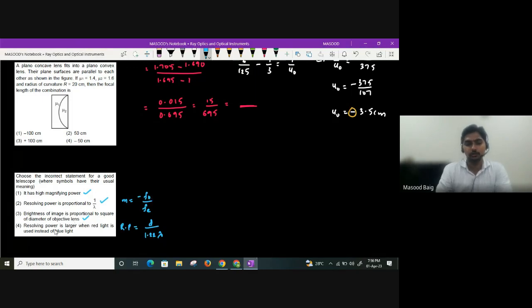It is correct. Now, resolving power is larger when red light is used instead of blue light, it seems. Resolving power is inversely proportional to wavelength, as you can see. So the more the wavelength, the less will be the resolving power. Red light will have more wavelength, so its resolving power will be less. So this will be your wrong statement, and out of the given options, this will be the correct option. Is that clear, all of you?